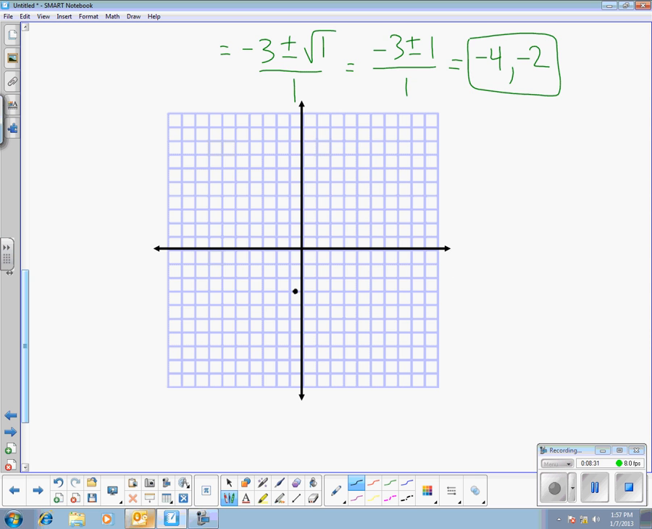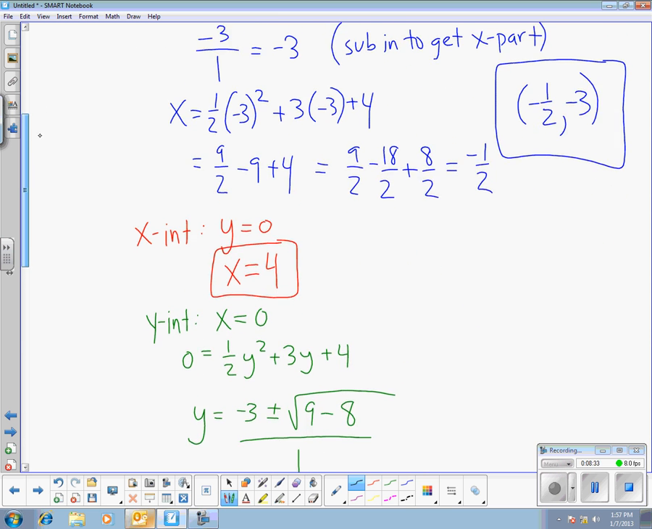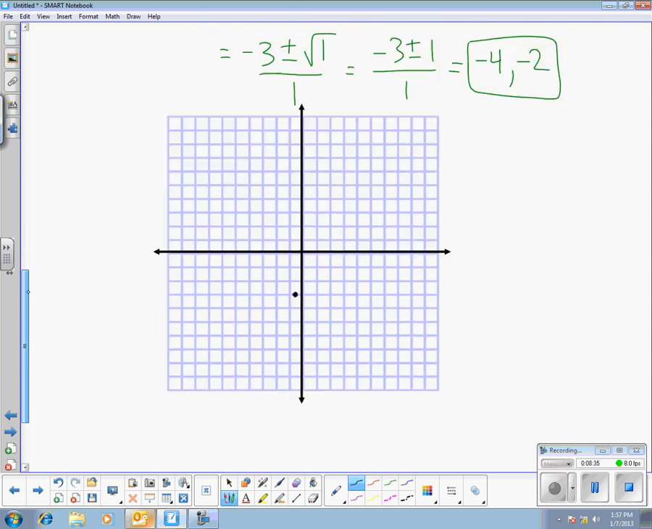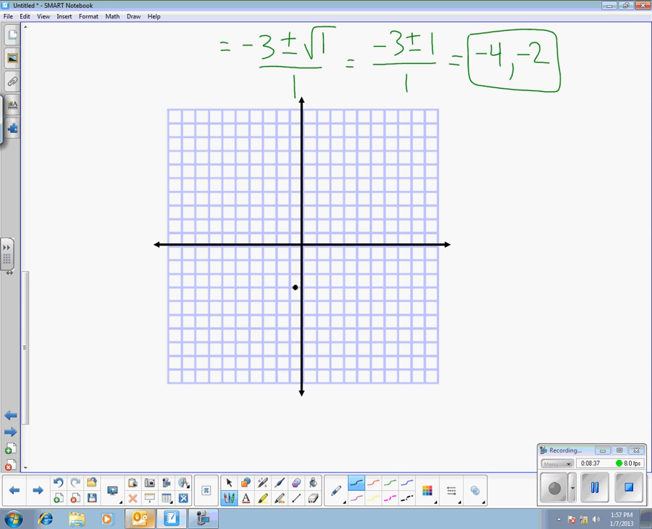Its x-intercept is 4, which is right here. And the y-intercepts are negative 4 and negative 2, which are negative 4 and negative 2 right there. And you can see how it makes a sideways parabola.